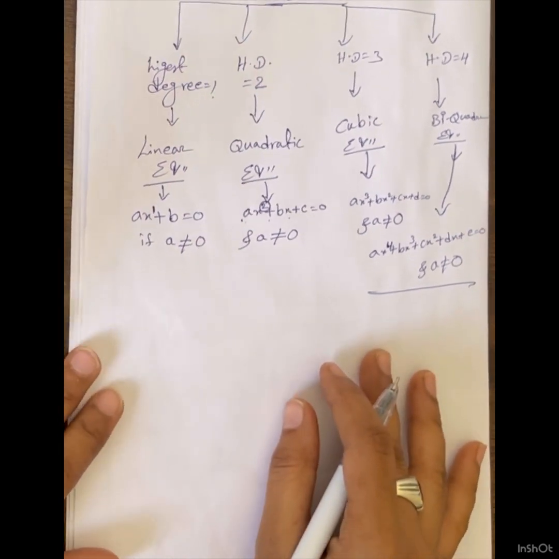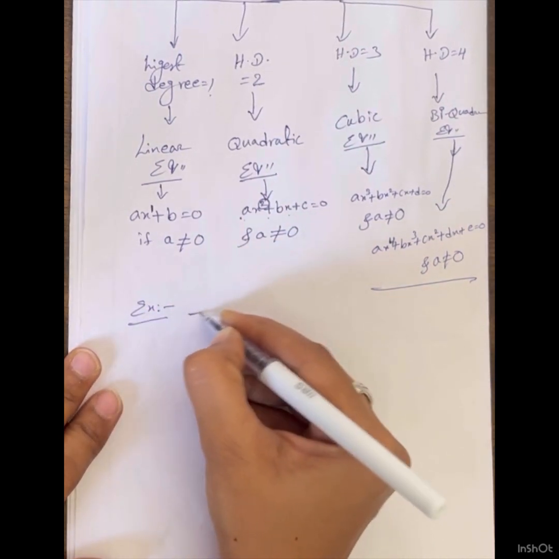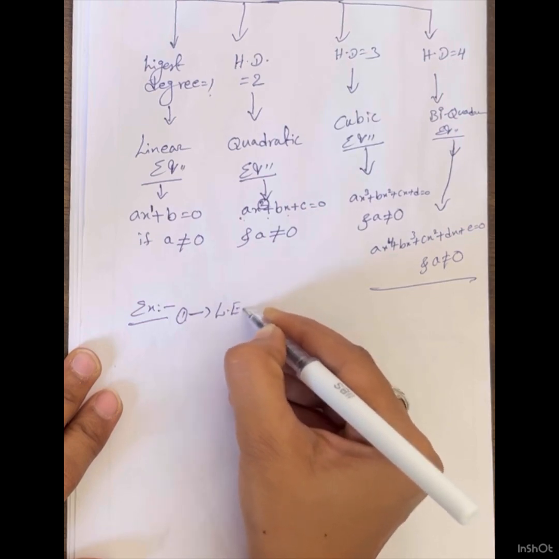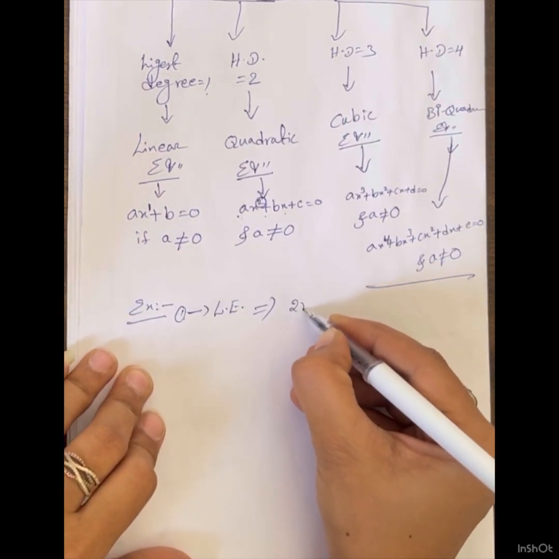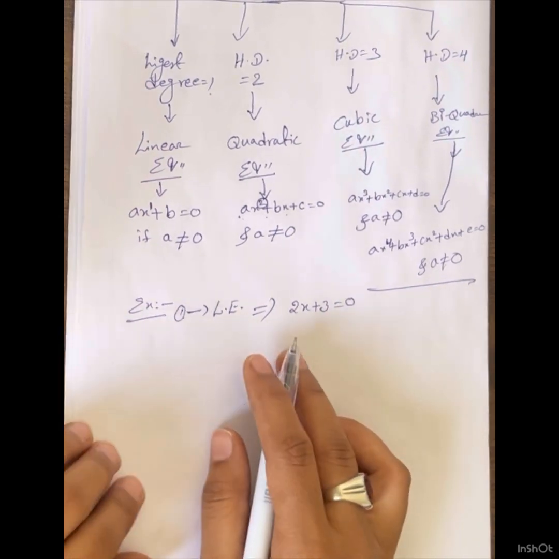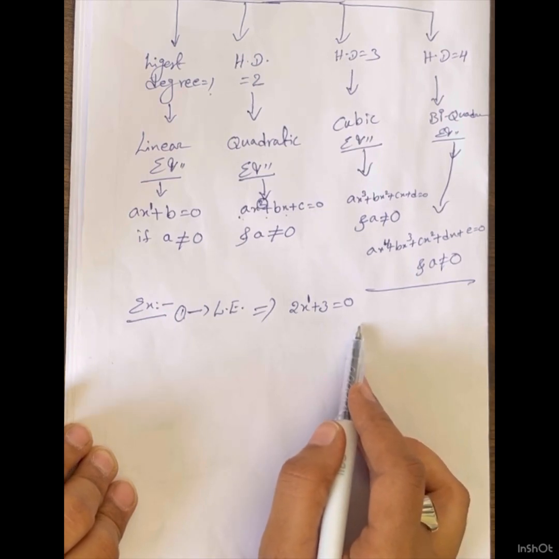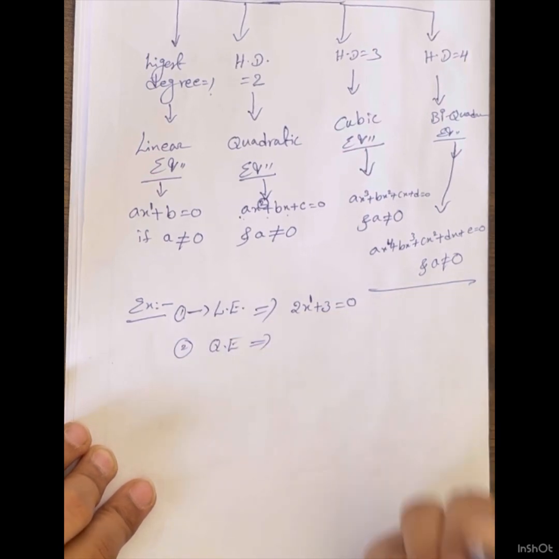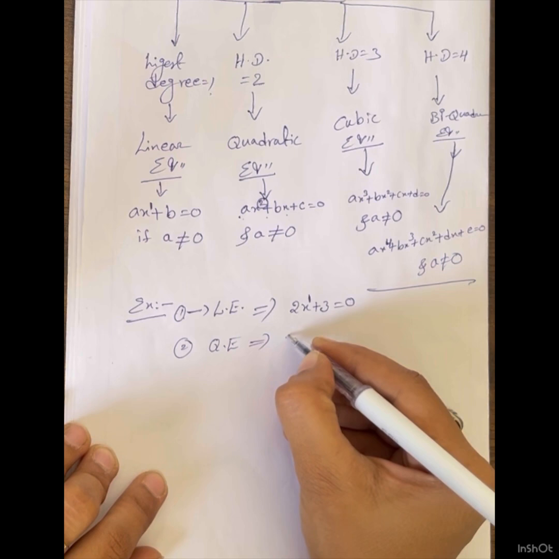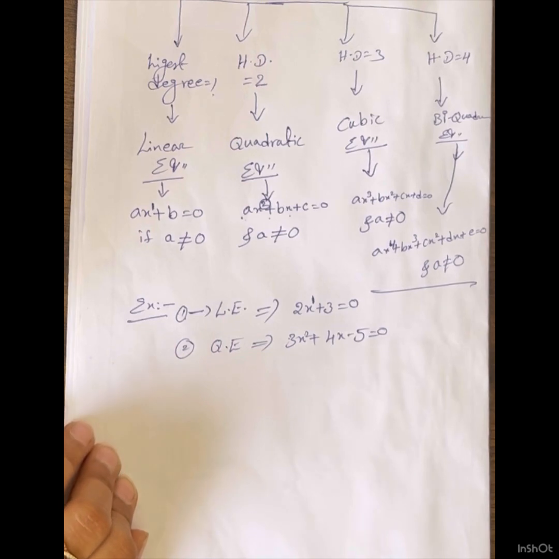So let us write down some examples related to this. Examples, first one, linear equation. What is the condition for a linear equation? The highest degree is 1. So in place of x, write down 2x plus 3 is equal to 0. Here the highest degree is 1, so this is the linear equation example. And coming to the next one, quadratic equation. Write down one example for the quadratic equation: 3x square plus 4x minus 5 is equal to 0. This is the quadratic equation.